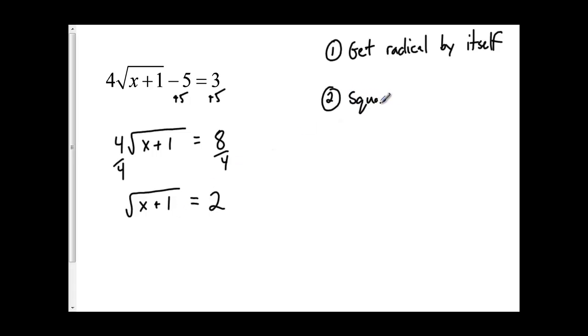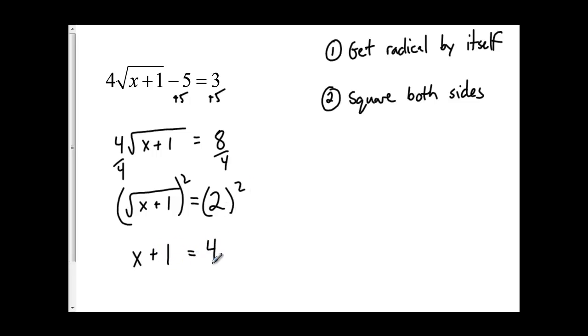Now my second step, now that I've got the radical all by itself, I'm going to square both sides. So square this side, square this side. When I square a square root, it eliminates the square root. So on this side, I'm going to be left with x plus 1. 2 squared, I'm going to be left with 4. And I need to take away 1 from both sides. So I get x equals 3.